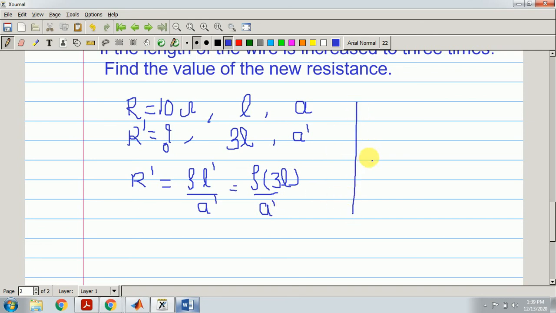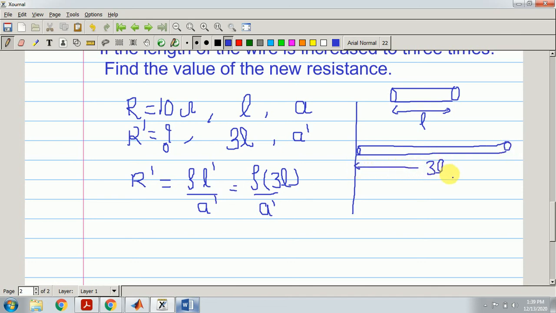Now see, if you stretch any conductor, let's say my previous conductor will look like this, which is having length L, and if I stretch it, let's say the length is increased 3 times higher after stretching it.